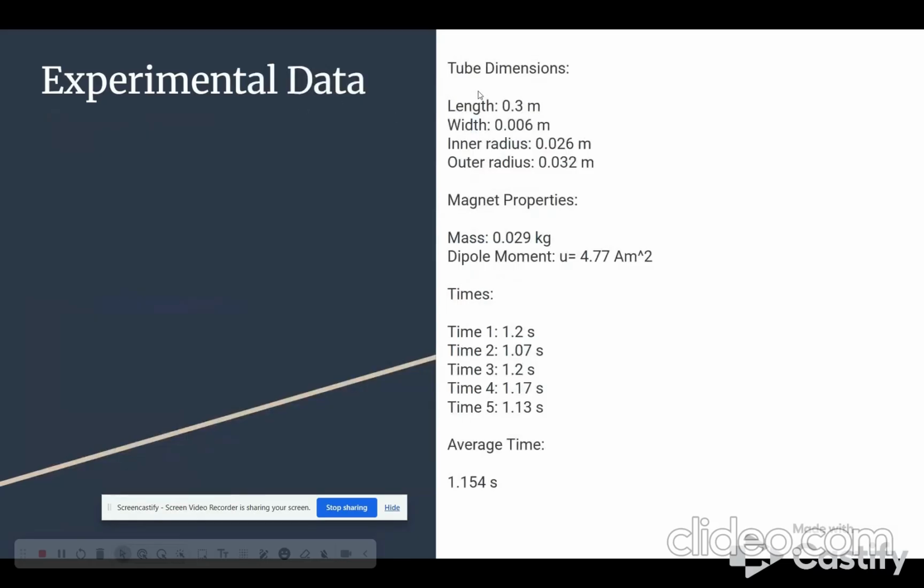So, experimental data: the length of the tube is 0.3 meters, the width was 0.006 meters, and the inner radius and outer radius are shown here. For the properties of the magnet itself, the mass was weighed at 0.029 kilograms, and the dipole moment was calculated to be 4.77 ampere meter squared. These are the times we got for each trial as we were dropping it, and the average time was 1.154 seconds.